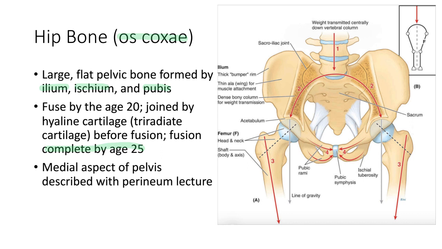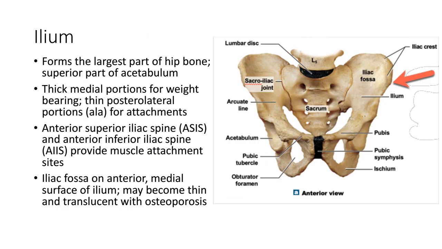The medial aspect of the pelvis we'll talk about more when we get to the perineum lecture. The ilium is the largest part of the hip bone, and it forms the superior aspect of the acetabulum, which is the socket that the head of the femur sits in. There is a thick medial portion for weight bearing, and then there's more of a thin posterior and lateral portion called the ala, which is used for bone attachments.